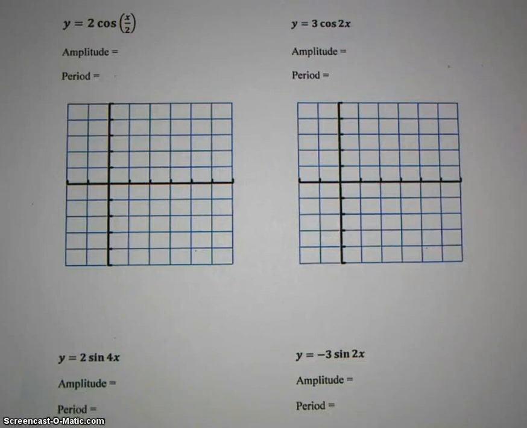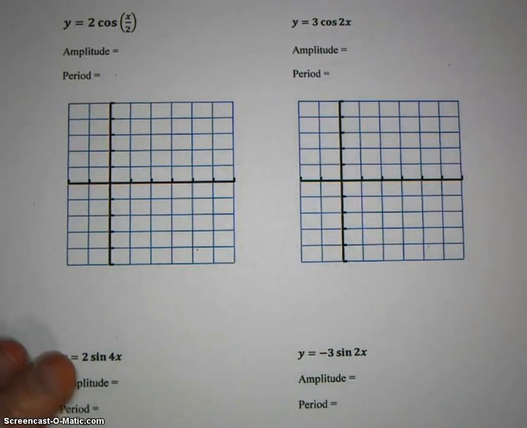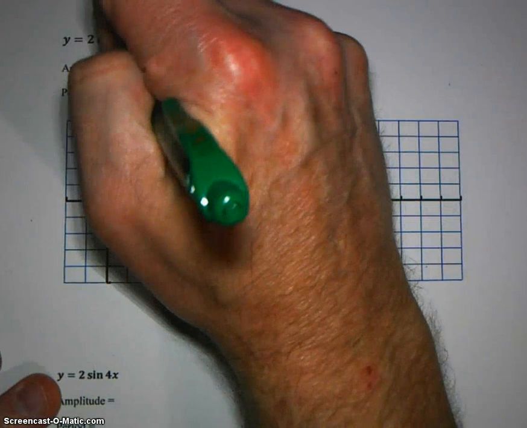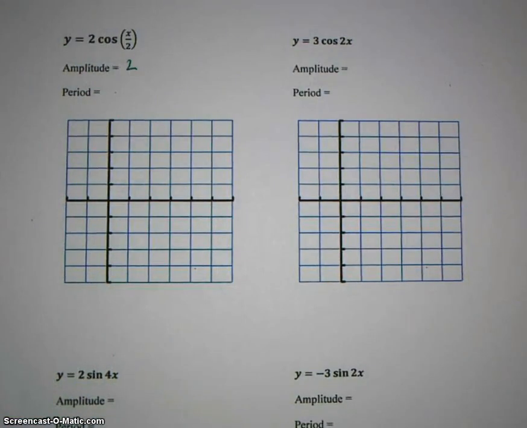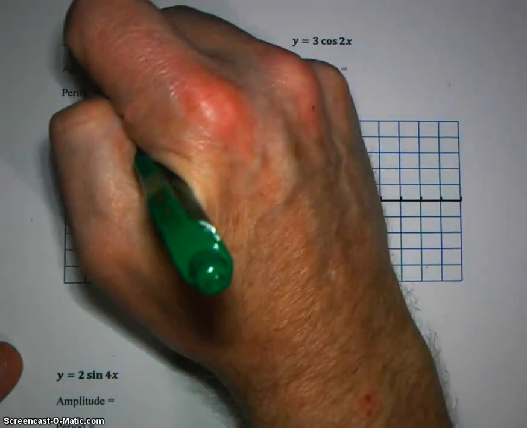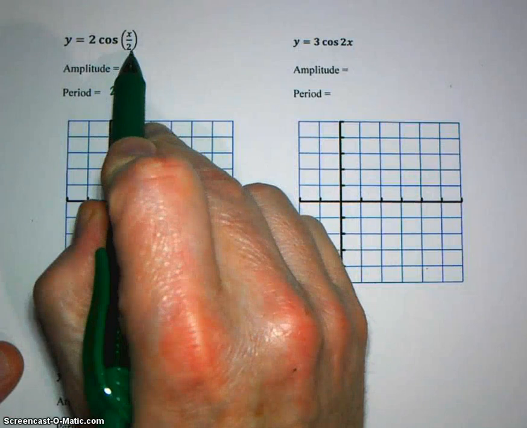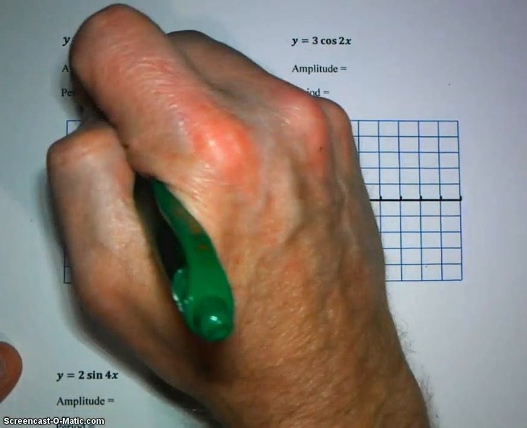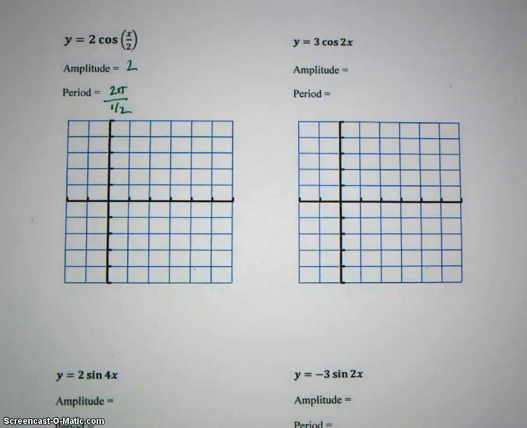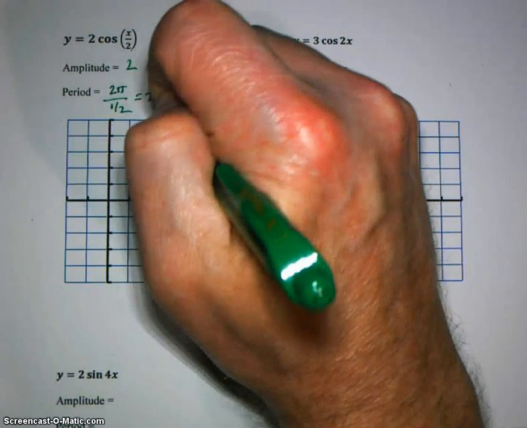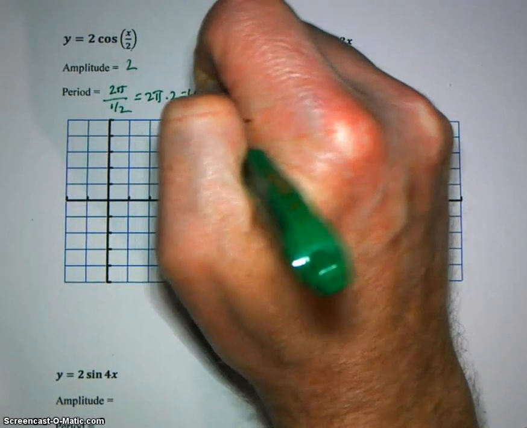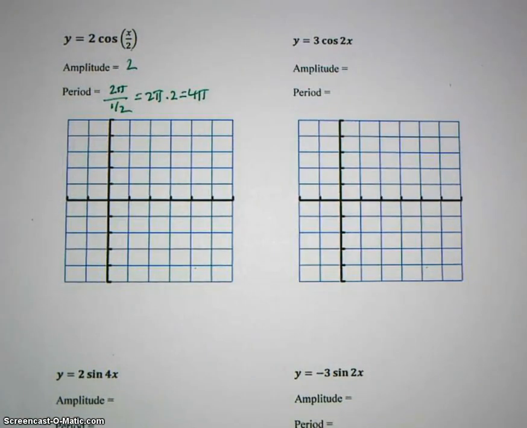All right, let's keep graphing here. Amplitude, 2. Period always starts at 2 pi, and then you divide by whatever this number is here. This number is a 1/2. To divide by 1/2, we flip and multiply, so that's 2 pi times 2. So here our period is 4 pi.